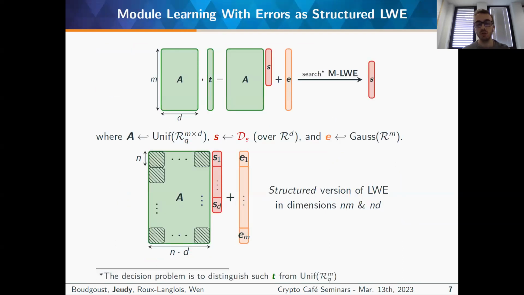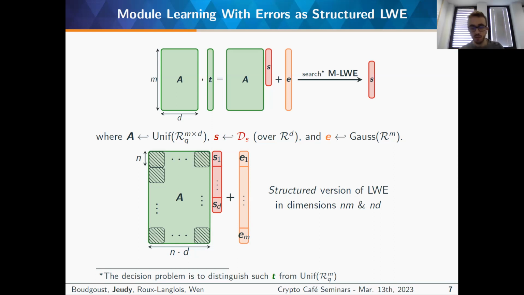But now that we have this structure in mind, the module learning with errors problem is not very different from the LWE problem that I presented before. I still have a matrix A, which is now uniformly random over R_q. And I have my target T as AS plus E. My search M-LWE problem still asks to find S given A and T. And I can, once again, tweak the secret distribution of S to have different variants of the problem. I also have a decision problem, which is the same as before, which is to distinguish T equals AS plus E from a T that is uniformly random over R_q.